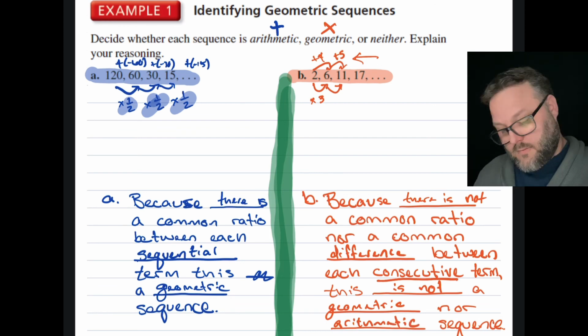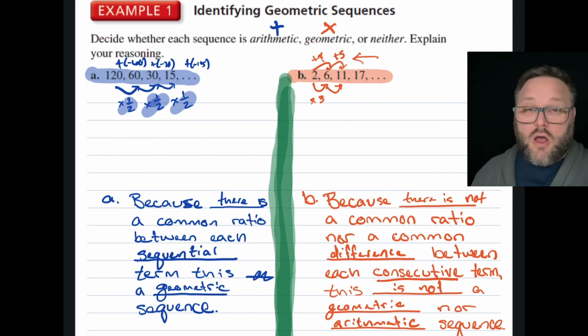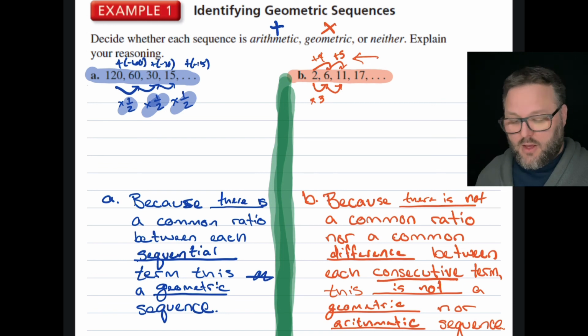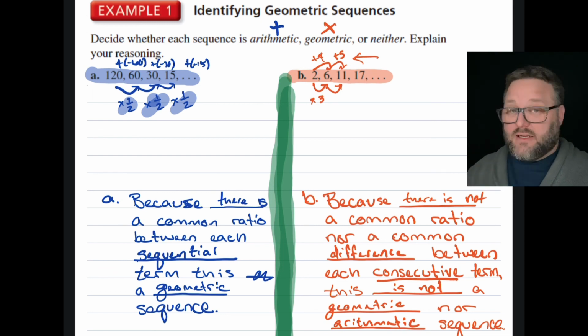So again, what we're looking for is, are we adding the same number between each term? It can be positive or negative, doesn't matter. And that's how we find our difference. Or are we multiplying between each sequential term by the same number? And that means we can multiply by a fraction or a non-fraction, positive or negative. If neither one of those is true, in other words, if the number changes that we're adding or multiplying, then it's neither arithmetic or geometric.